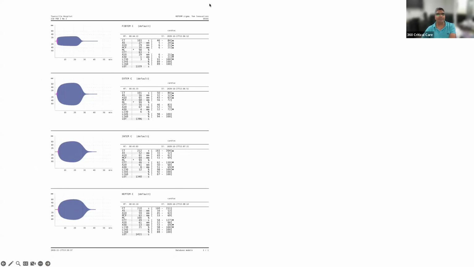What is this one? Quick, quick. What is this one? Somebody has pointed. What does that mean? 100%. So again, fibrinolysis. How will you treat this? Any answer? How will you treat this? Tranexamic acid. Right. Correct.